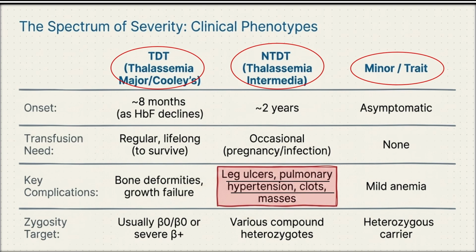So remember the mnemonic: major, month 8 onset. Why 8 months? Because humans are protected in utero and shortly after birth by fetal hemoglobin. Around 6 to 8 months of age, the fetal hemoglobin naturally declines and the body has to produce hemoglobin A. But since the beta chains are absent, they are not able to produce the adult hemoglobin, leading to severe anemia.